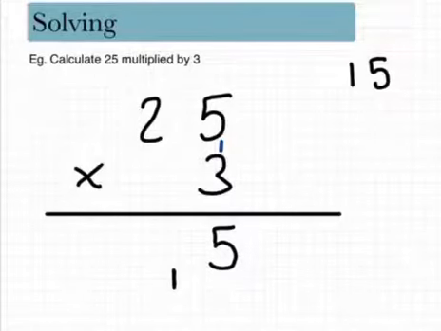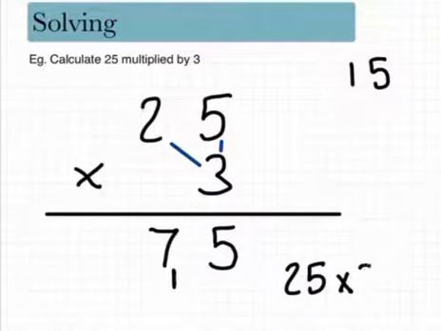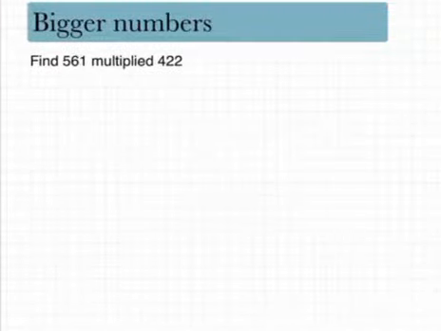Then we go on to our next bit, which is 3 times 2, because we have to multiply everything by everything. So 3 times 2 is 6, and then we carried a 1, didn't we? So we've got to add that 1 back in to our 6 to make 7. So 25 times 3 equals 75. Okay, fairly straightforward. Let's have a little bit of a look at a more tricky question.